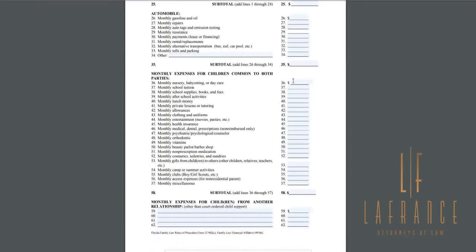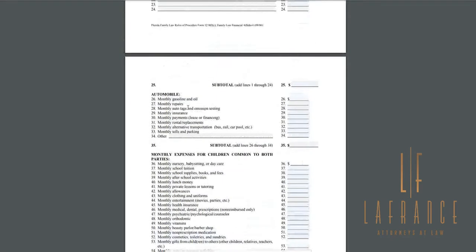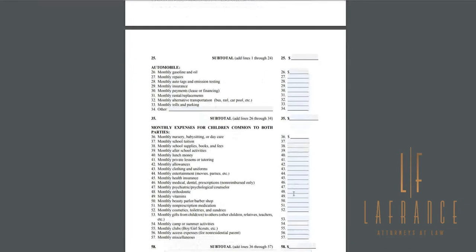Moving forward, these are all of the expenses for the kids. So, again, same assessment as for all these other categories. What are you spending on average for monthly lunch money, allowances, clothing and uniforms? Again, you're going to go back through your credit card statements, go back through your bank statements, and average those numbers to come up with your monthly amounts.